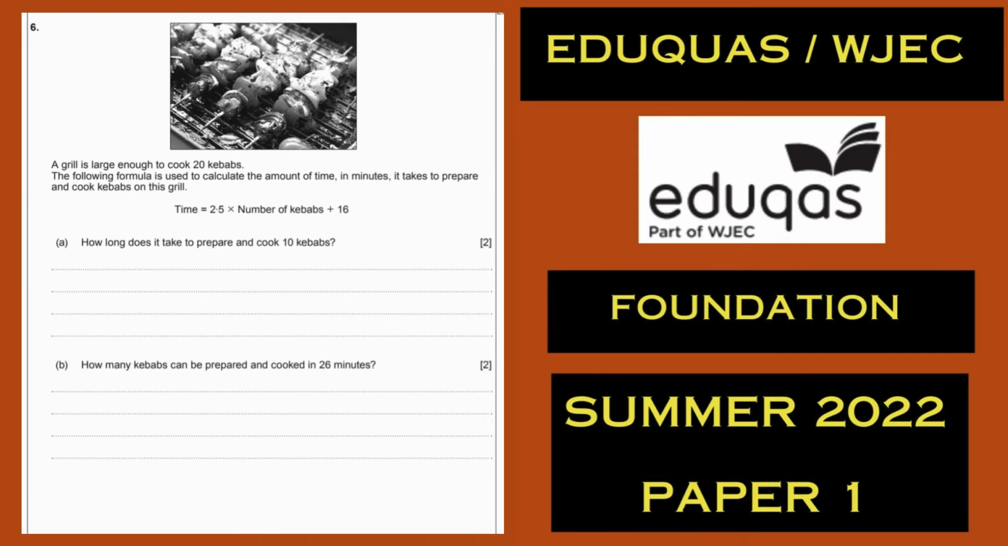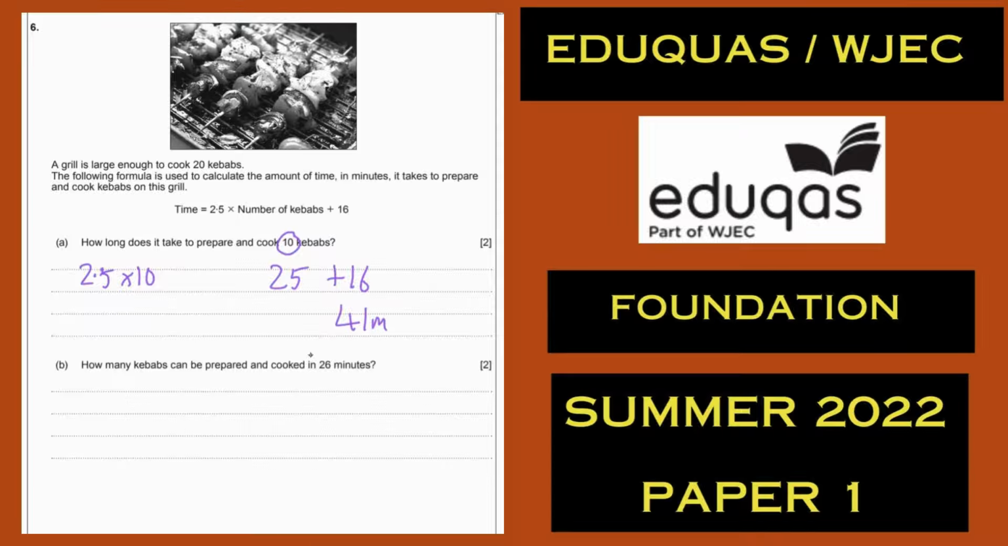Anyway, a grill is large enough to cook 20 kebabs. Okay, whatever. The following is a formula. We're cooking 10 kebabs. Again, big mass must come into play. We need to do 2.5 multiplied by 10 first. Then we add on the 16 minutes. So the total cooking time, 41 minutes.